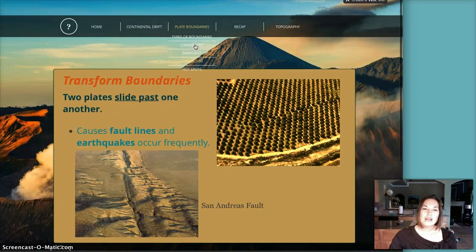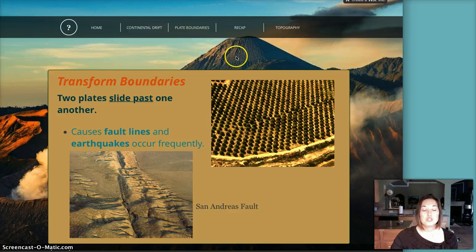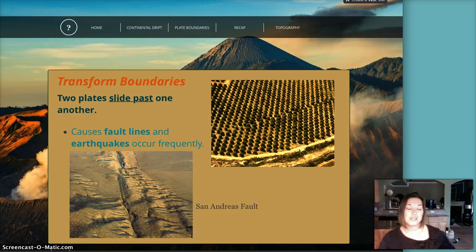Now we go to our last type of boundary, known as a transform boundary, and this is where two plates slide past one another. The crustal features that form are fault lines, which just really look like cracks in the ground, and this is an aerial view of a fault line found in California called the San Andreas Fault.